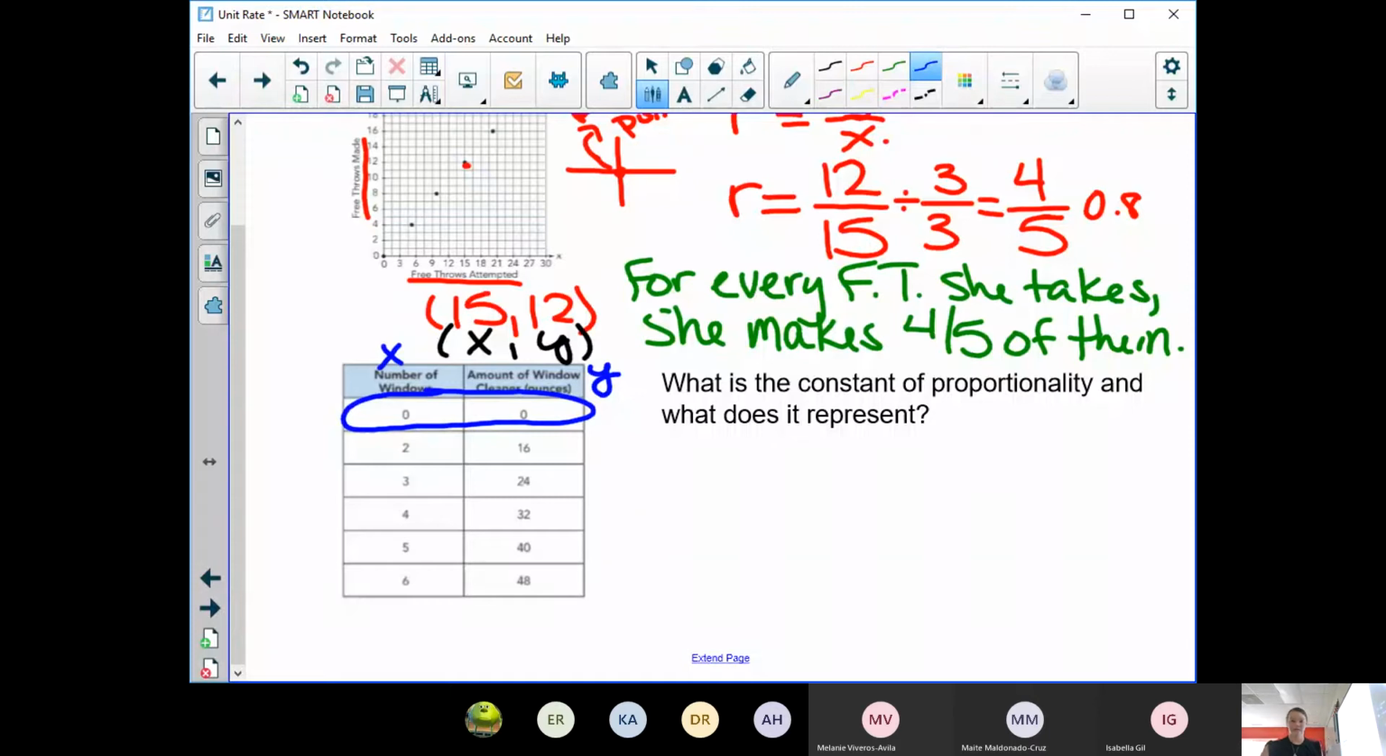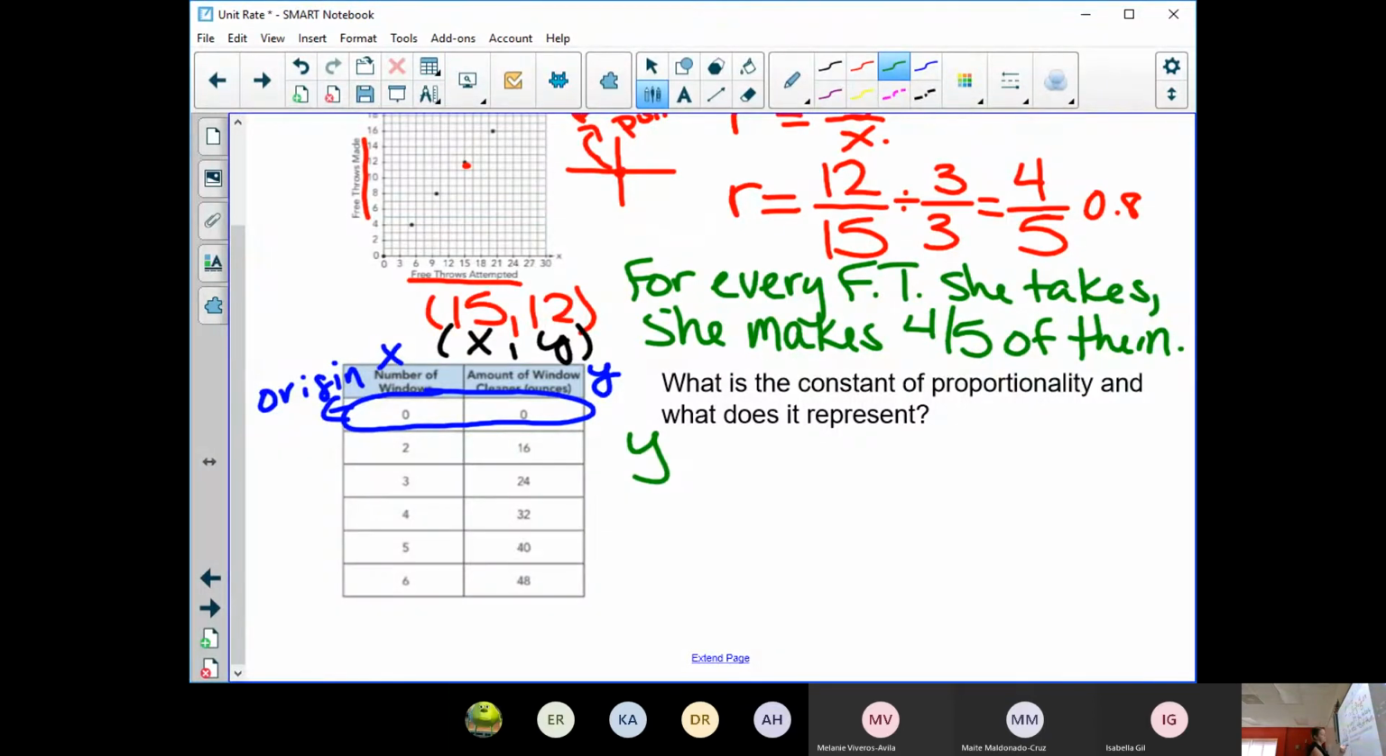The origin, Karen says. And that is correct. So 0, 0 being on my table tells me that this relationship passes through the origin. And that is one of the two things that we look for when we're trying to decide if a relationship is proportional. The other thing is it's a straight line. And we can find that by figuring out the constant of proportionality as we go through.